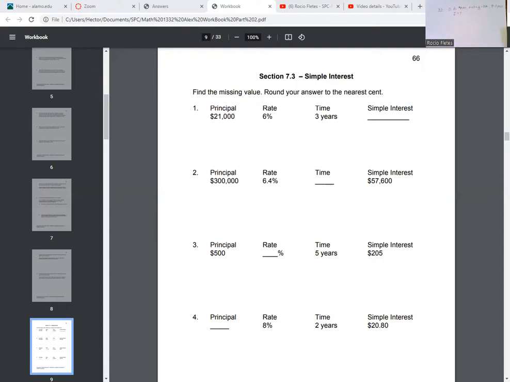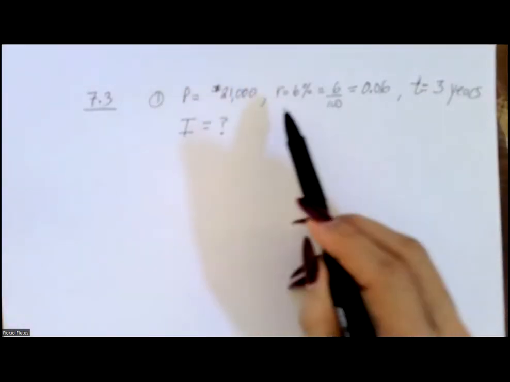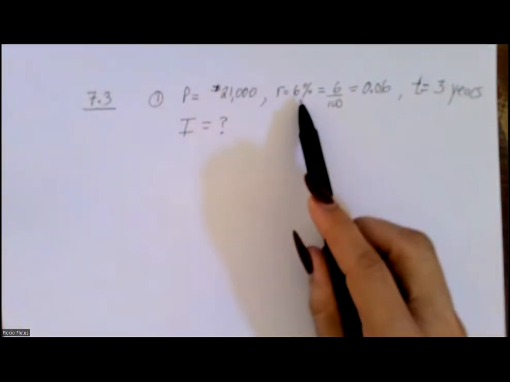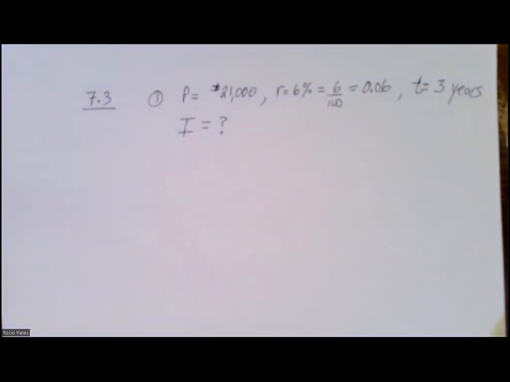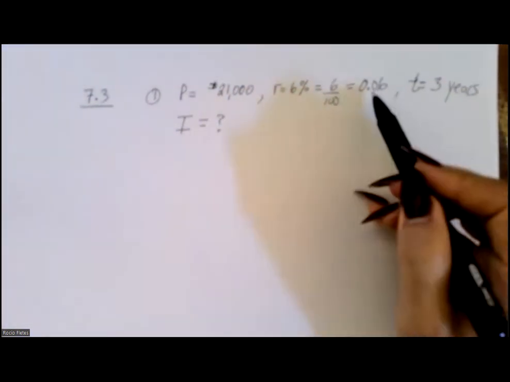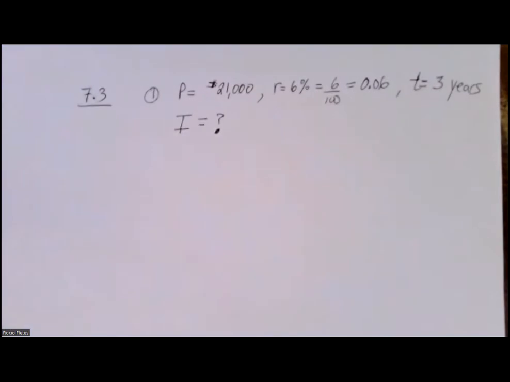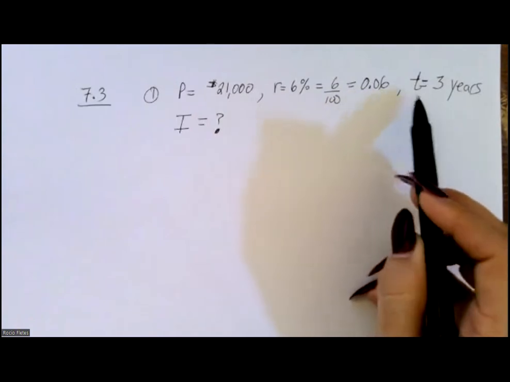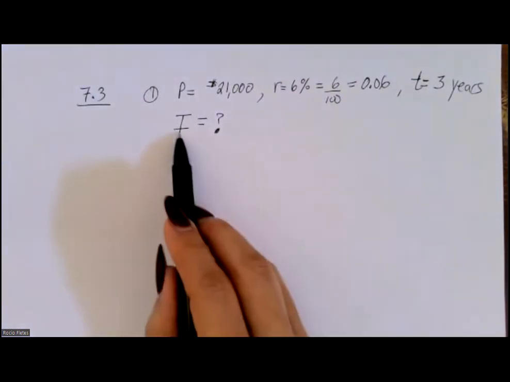So let me stop sharing here. I wrote down what I know. Principal is 21,000. Interest rate is 6%, but notice that they gave it to me in percent form, so I must write it in decimal form by dividing by 100, and you write it as 0.06. It's kind of blurry, oh, there we go. Time is given in years, so you don't have to rewrite this because that's already years. And we're looking for I.